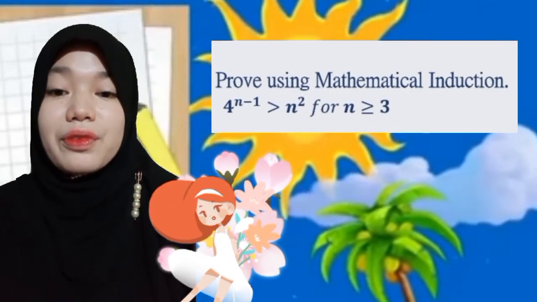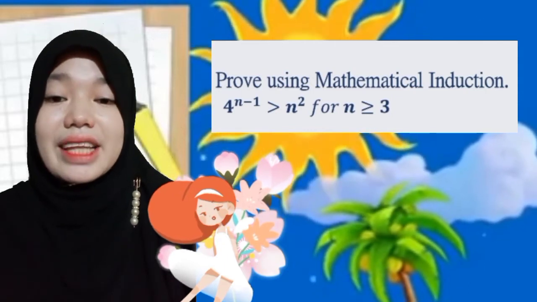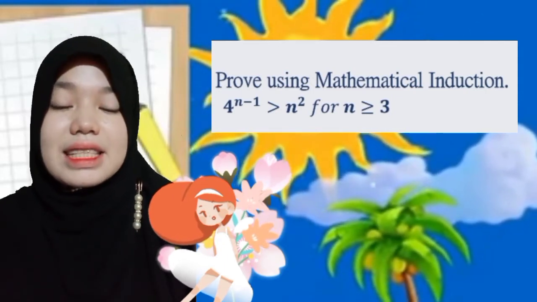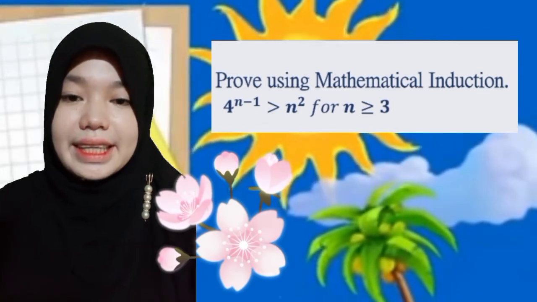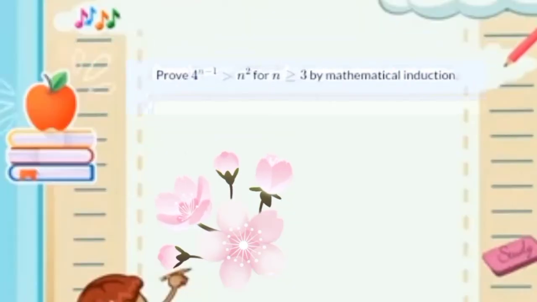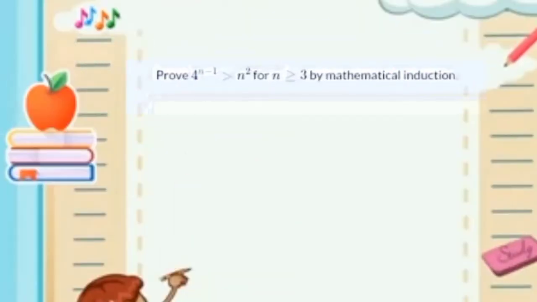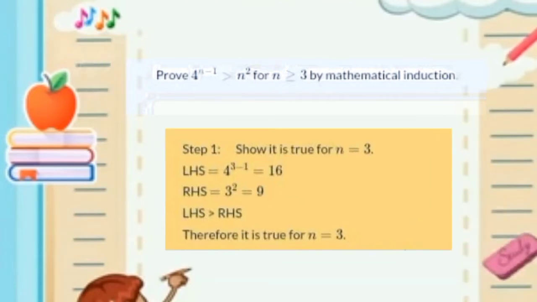Okay, we have here a problem that we are going to prove using mathematical induction. 4 to the power of n minus 1 is greater than n squared for n is greater than or equal to 3. Prove 4 to the power of n minus 1 is greater than n squared for n is greater than or equal to 3 by mathematical induction. First step we need to do is to show it is true for n is equal to 3.